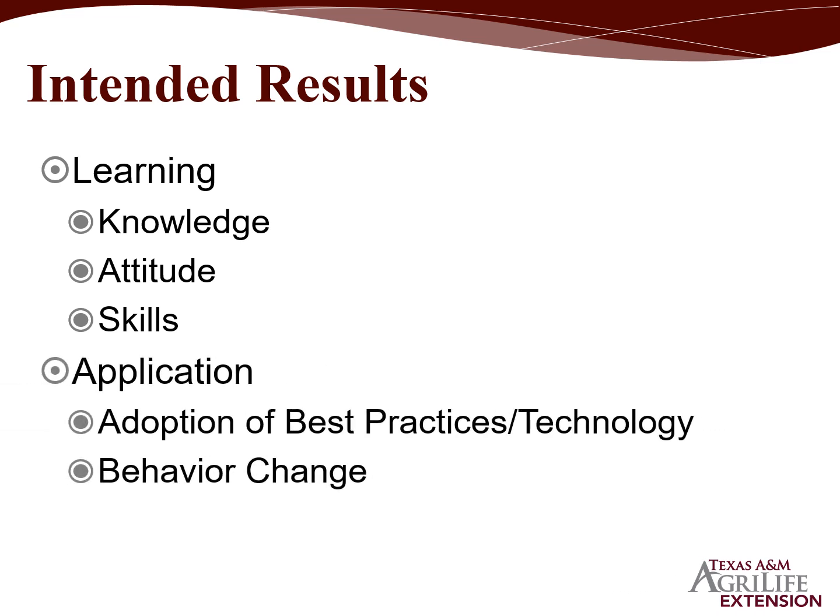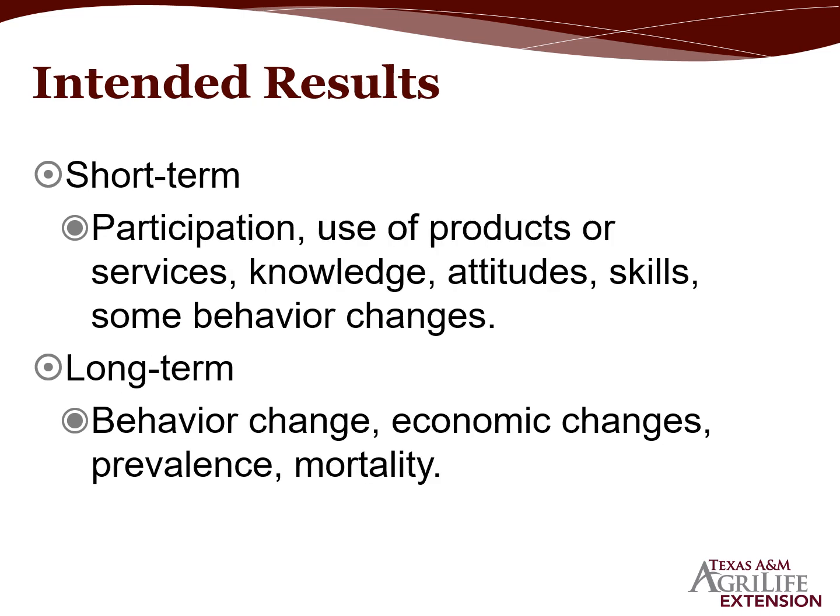So the next group is application. That's always going to be an adoption of best practice or technology or a behavior change. They're going to happen in order. You're going to have some changes, some intended results from the first group before you get application. So they're going to typically have to learn something, maybe change an attitude, maybe learn a skill before they can adopt a best practice or change that behavior. So those are going to go in order. Think about them this way.